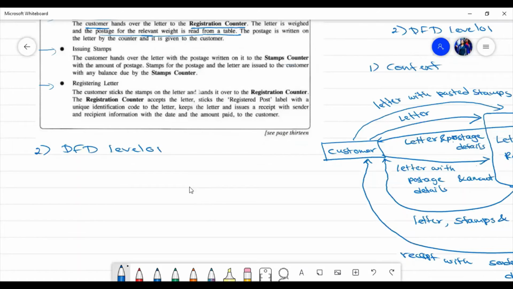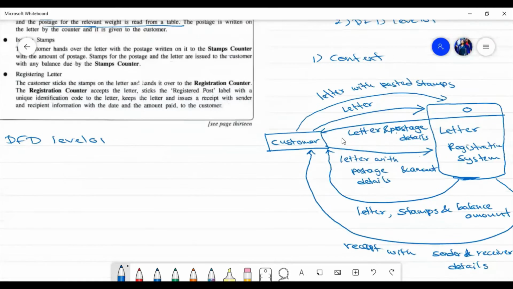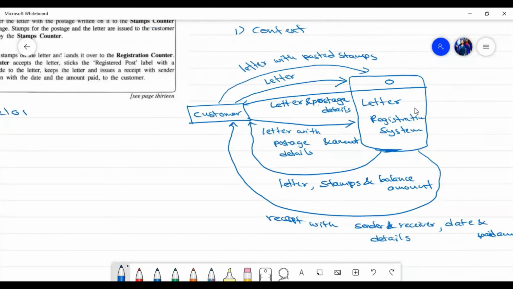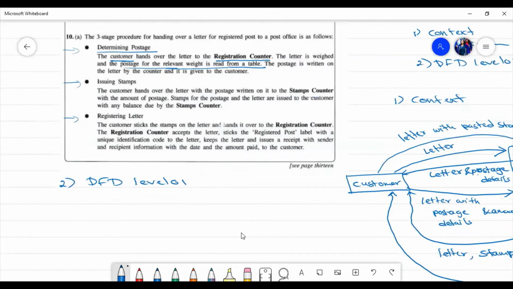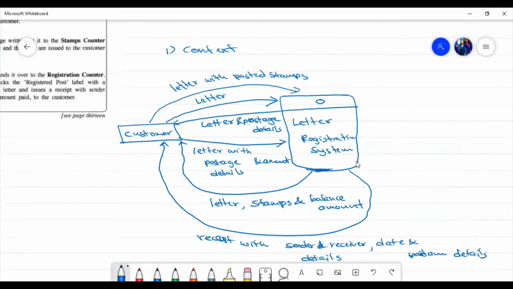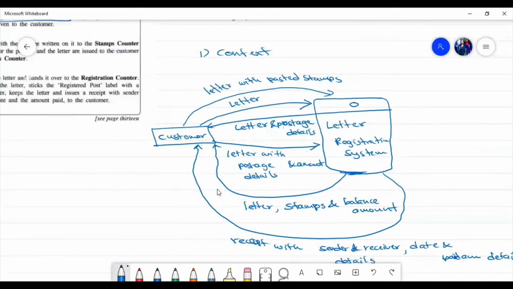Level 1. I told you what we are going to do is divide this system into sub-processes. According to your question, we can clearly identify 3 different processes. One is the determining postage process. Another is the issuing stamp process. And another is the registering letter process. So 3 different processes are available within this particular system, though here we can't see them.